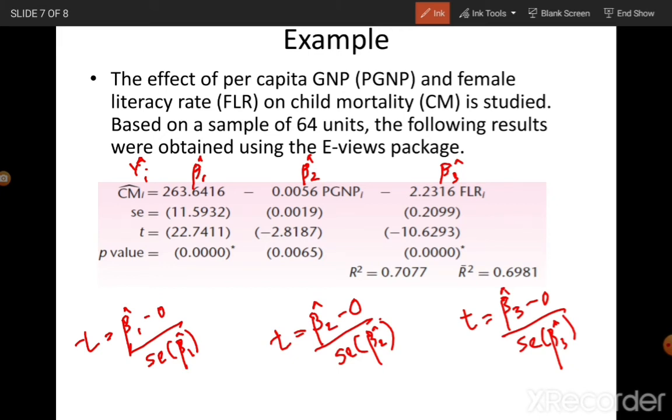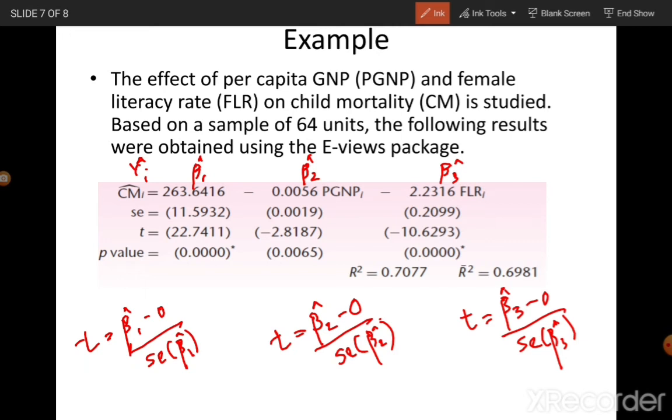So if my alpha level of significance is 5%, in terms of numbers I will always say 5% is 0.05. Since the p-value of beta 1 hat is 0.00000, it's far less than 0.05, you will say that beta 1 hat is significant at 5% level of significance. Significant means that we are rejecting the null hypothesis.